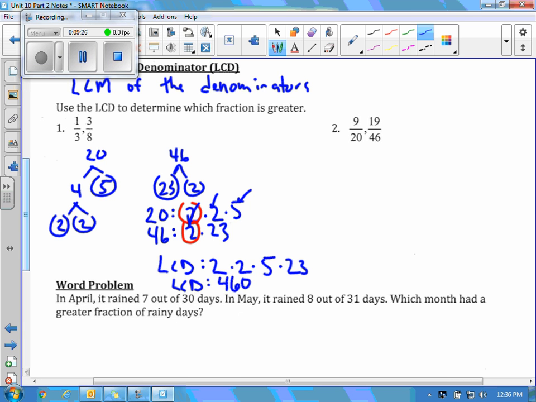Now, the directions were to determine which fraction is greater, which I have not done yet. I found the least common denominator. I haven't figured out which one's greater. In order to figure out which one's greater, I need to rewrite both of these with 460 as their denominator.